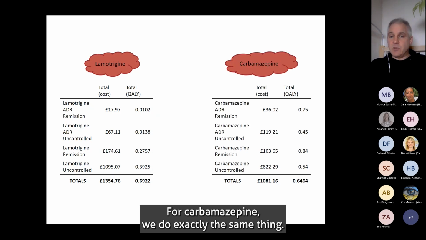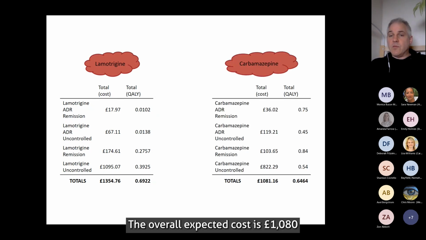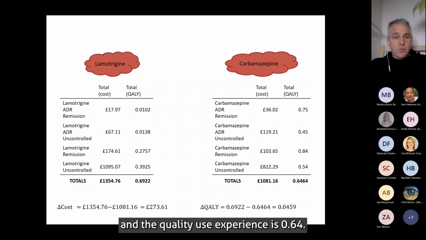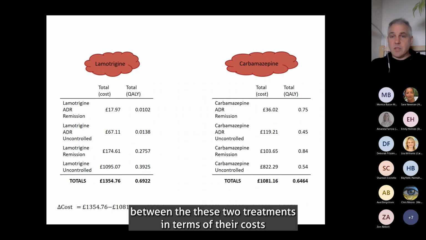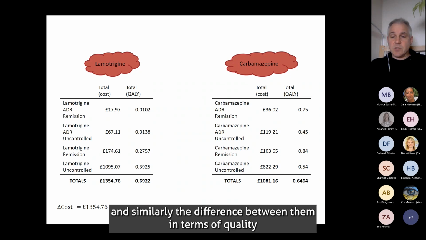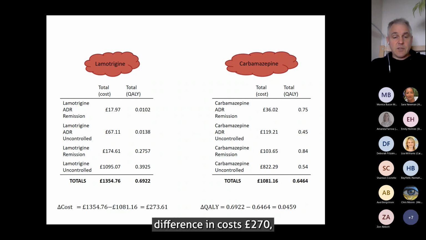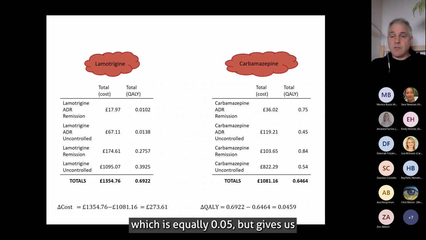For carbamazepine, we do exactly the same thing. The overall expected cost is £1,080, and the qualities experienced is 0.64. We can work out the difference between these 2 treatments in terms of their costs, and similarly the difference between them in terms of qualities. Difference in cost, £270. Difference in qualities, 0.05.